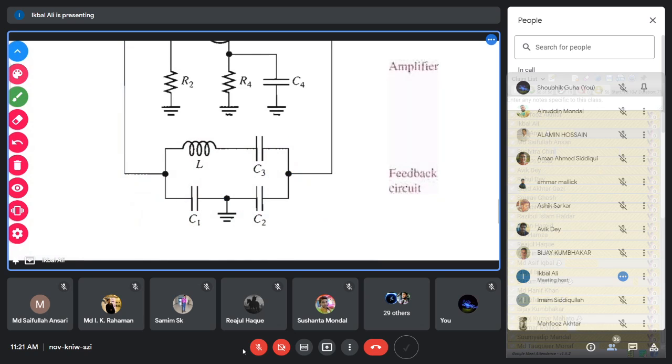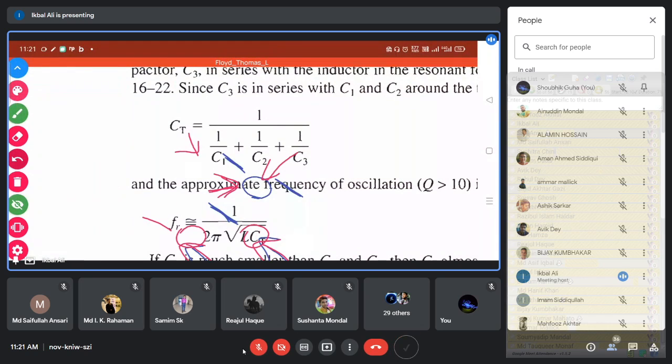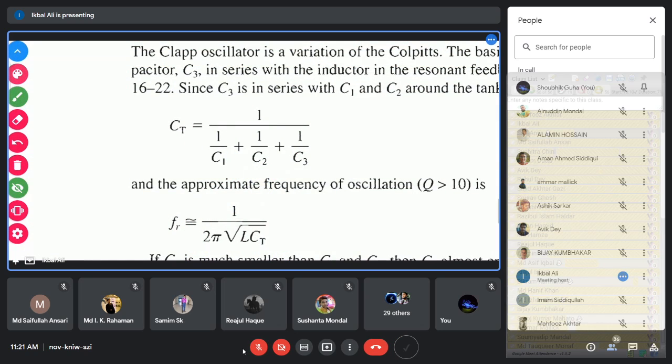Then what will happen? You know this formula structure from higher secondary class. If you make C3 much smaller than C1 and C2, then the 1 by C3 term will be very much larger than the 1 by C1 and 1 by C2 terms. You can neglect 1 by C1 and 1 by C2 with respect to 1 by C3. In that condition, your frequency expression does not contain C1 and C2.